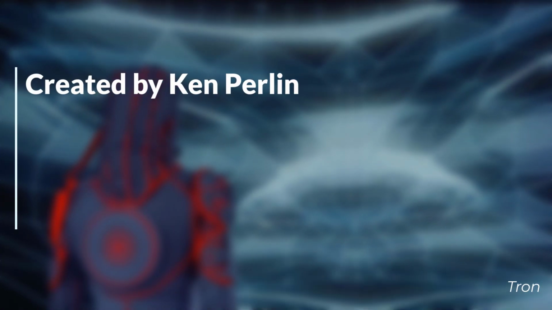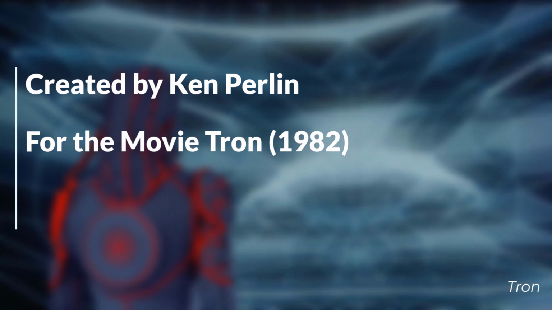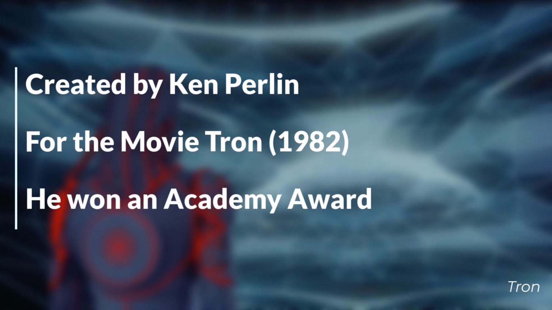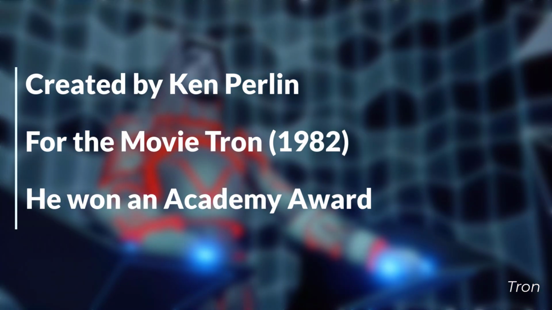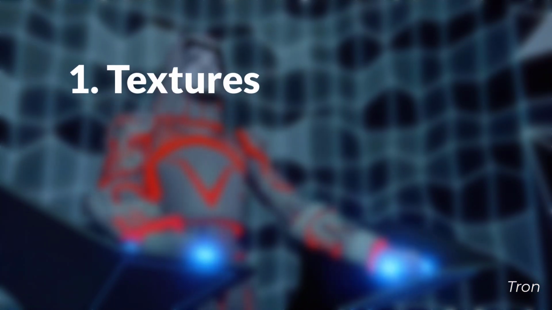Perlin Noise was created by Ken Perlin. He created it for the movie Tron, the original one, and he won an Academy Award for it because while Perlin Noise is random, it is random in a very different and useful way. In Tron, it was used to create textures.